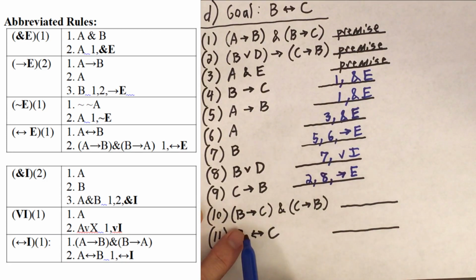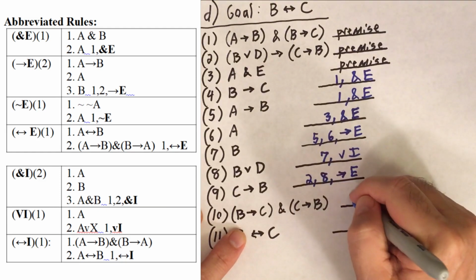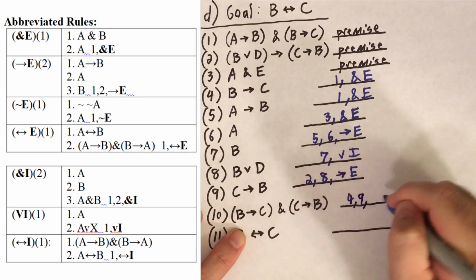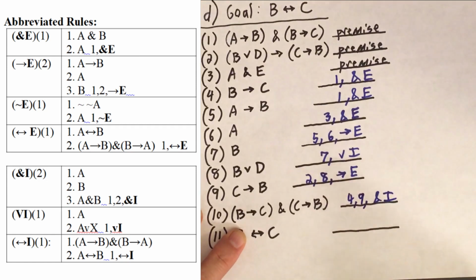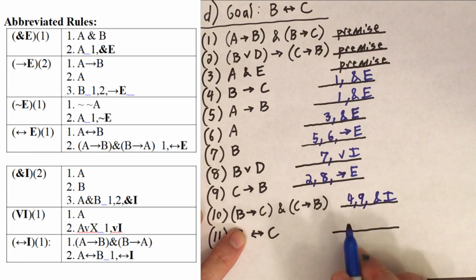Now we have all of this. We are looking for it. I see C conditional B here. I see B conditional C there. Notice, what did we do? We created a new and. Because I have both of these elements true by themselves, 4 and 9, I can simply create the new and by putting the sentences in 4 and 9 together. Do you see it? Sorry for the hideous 4.